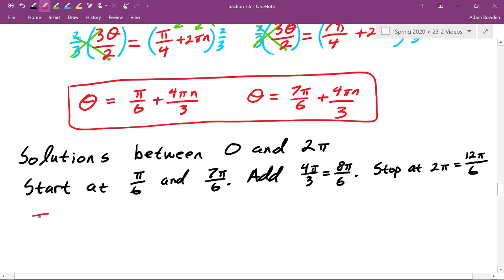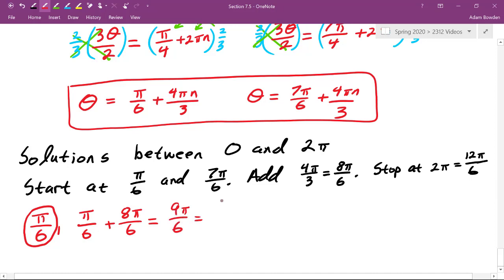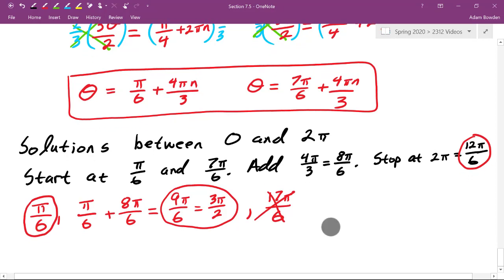Okay, so starting with pi over 6, that's our first solution. And to that, we're going to add 8 pi over 6. That's going to equal 9 pi over 6, or simply 3 pi over 2. Now if we add again an 8 pi over 6, it would be 17 pi over 6. But we notice that's going beyond 2 pi, so that's where we're going to stop.